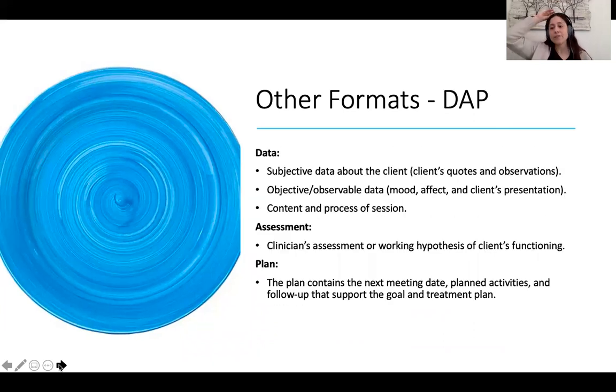Okay. And then finally, we have the DAP format. Here, once again, we have the subjective and objective information, but both of those are combined like they are in the BIRP note into the data section of the DAP note. And you also will include your content and process of the session, which can be thought of as your intervention section and maybe some of the response section from the GIRP note. Then you have your assessment, which is the same as what we discussed in the SOAP note, and your plan, which again is the same as the SOAP note.